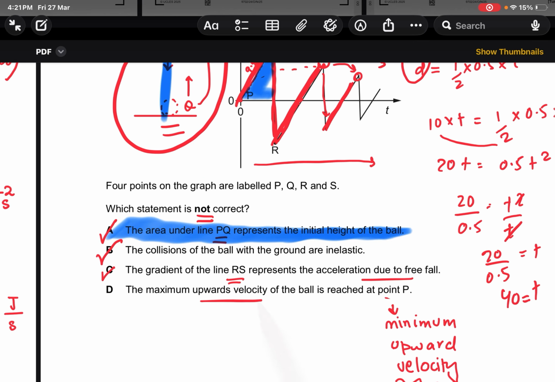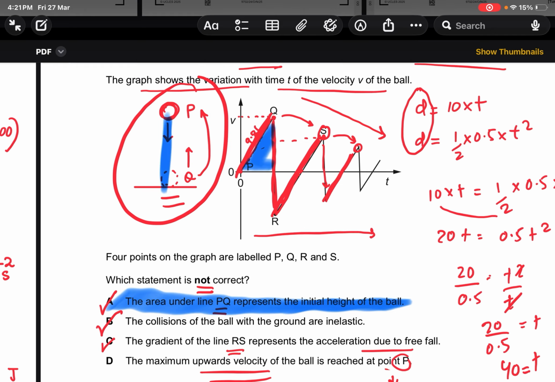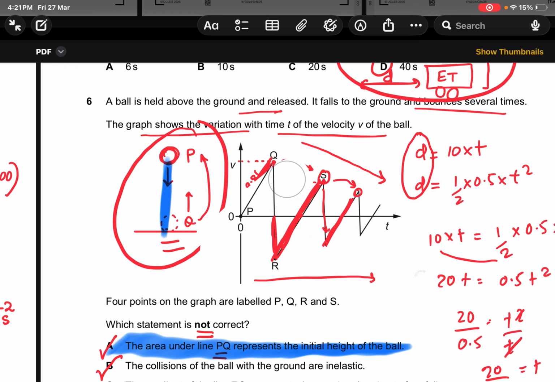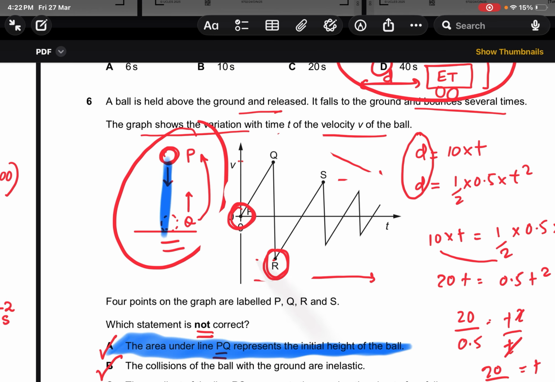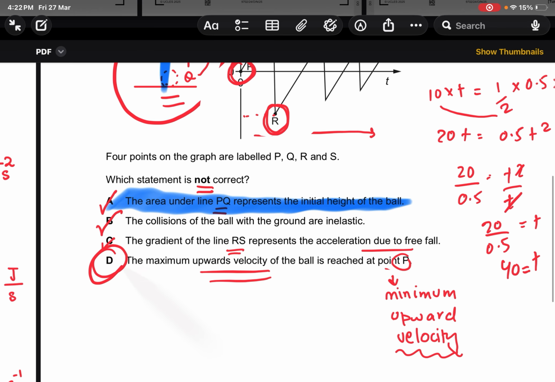The maximum upward velocity of the ball is reached at point P. Look, at point P, there's no maximum upward velocity. At point P, the velocity is 0. The maximum upward velocity is going to be, look, at point Q it touches the ground, and then at R it's going to have the maximum upward velocity, I think. So that's the point. Option D is incorrect, that at P it has maximum upward velocity.